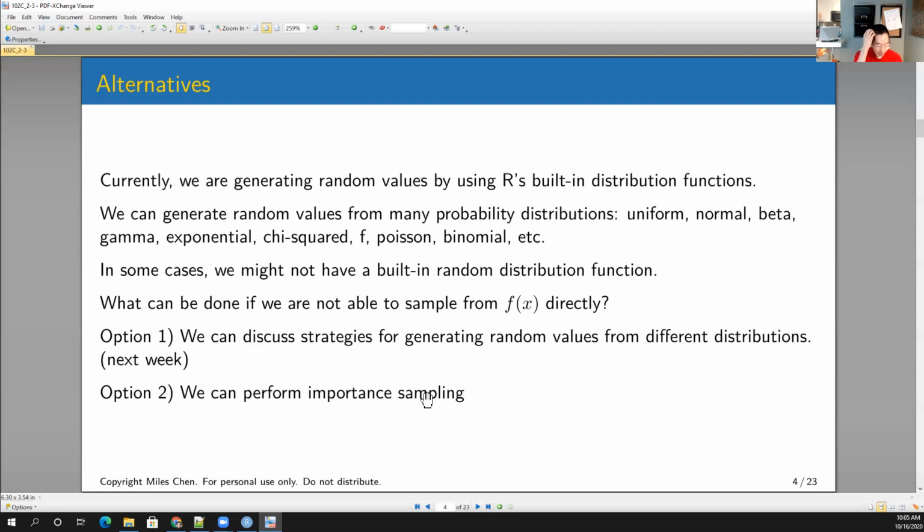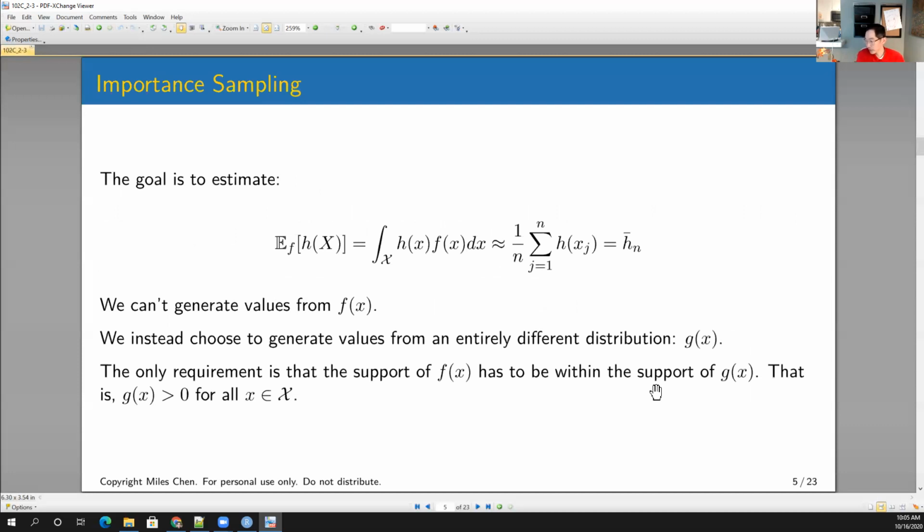The examples I've done today will feel a little contrived because for I think all of my examples, we are able to generate values from that distribution directly. But this will apply for any situation where you want to calculate the expected value of some kind of function, and it's difficult to generate values directly from some distribution. This is what we want to estimate, but in our situation, we can't generate values from f. We're going to generate values from an entirely different distribution g.